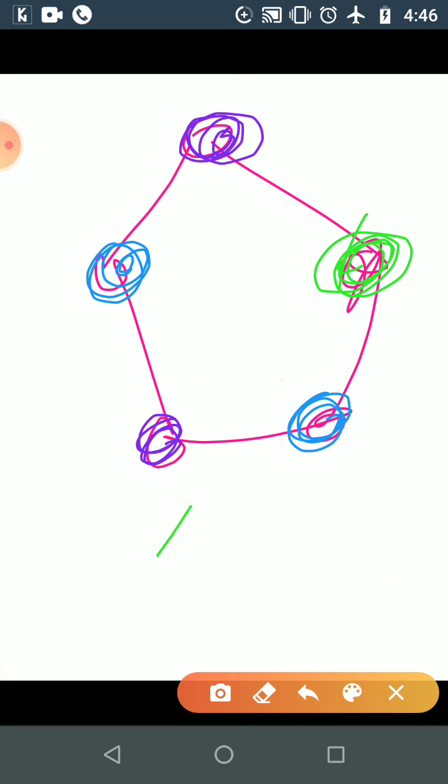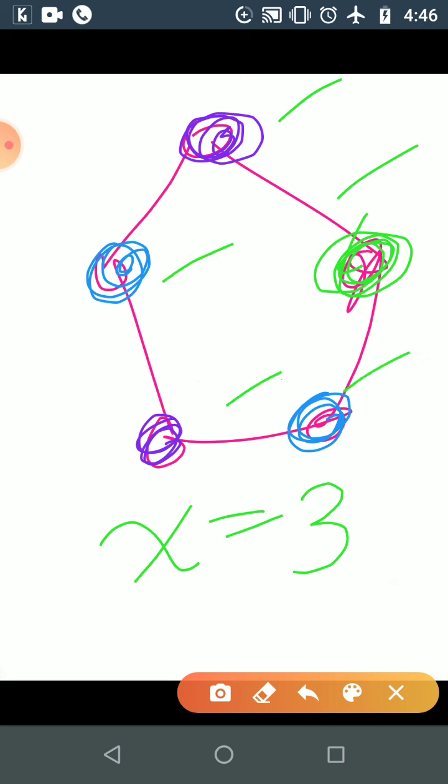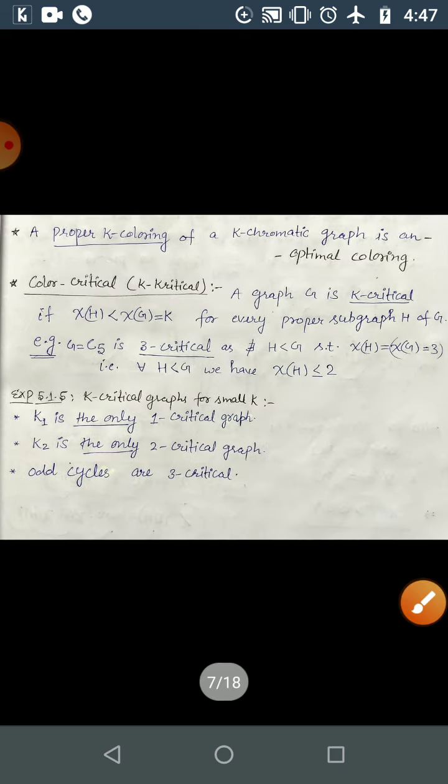So what is the chromatic number of this graph? We know the chromatic number for an odd cycle is 3. This is C5. For C5 it is 3, and here the proper 3 coloring for this graph is giving you optimal coloring. Okay, so for every odd cycle, optimal coloring is 3 coloring. Proper 3 coloring, such that adjacent vertices get different colors. Okay, likewise you can do with all the others.